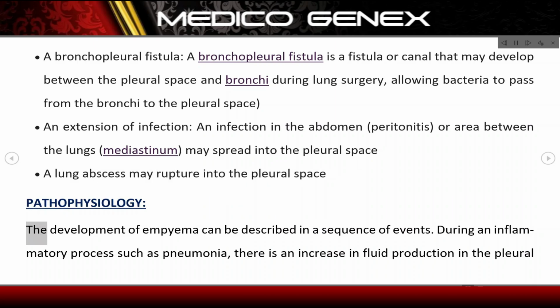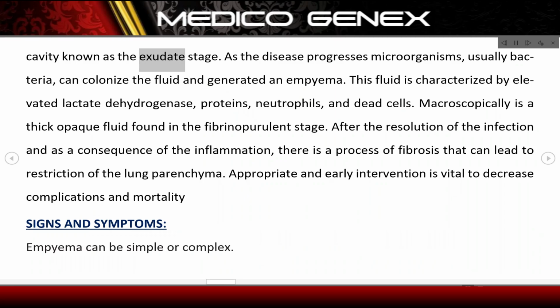Pathophysiology. The development of empyema can be described in a sequence of events. During an inflammatory process such as pneumonia, there is an increase in fluid production in the pleural cavity known as the exudate stage. As the disease progresses, microorganisms, usually bacteria, can colonize the fluid and generate an empyema. This fluid is characterized by elevated lactate dehydrogenase, proteins, neutrophils, and dead cells. Macroscopically, it is a thick opaque fluid found in the fibrinopurulent stage.